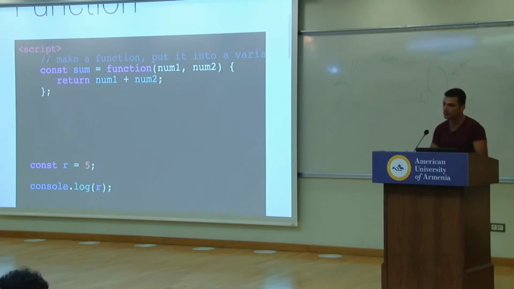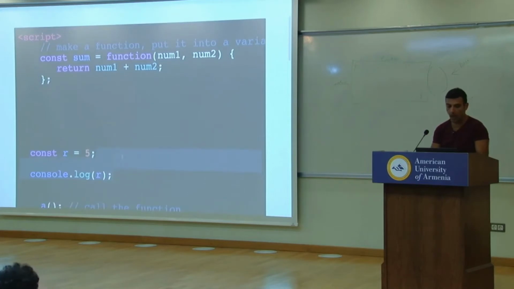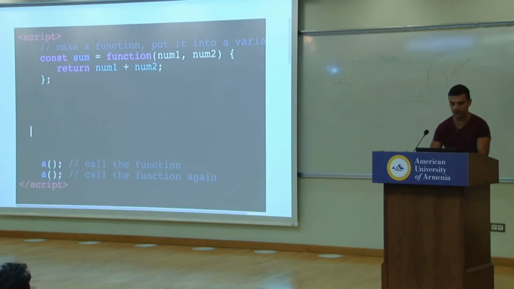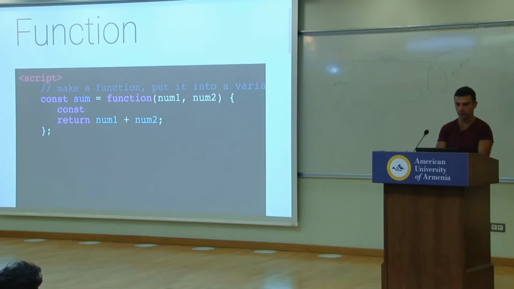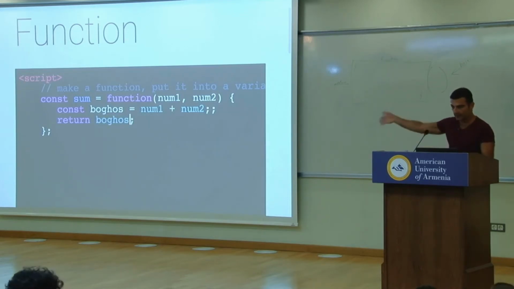Here in the function, do we need to write const result, or is return enough? Ah, okay, so what you're asking about is this. Could we just do this, or could we also create some variable like const, call it whatever you want, boros. Oh my god, you guys. Boros. Sorry. And then you can return boros. Do you see how it's exactly the same thing?